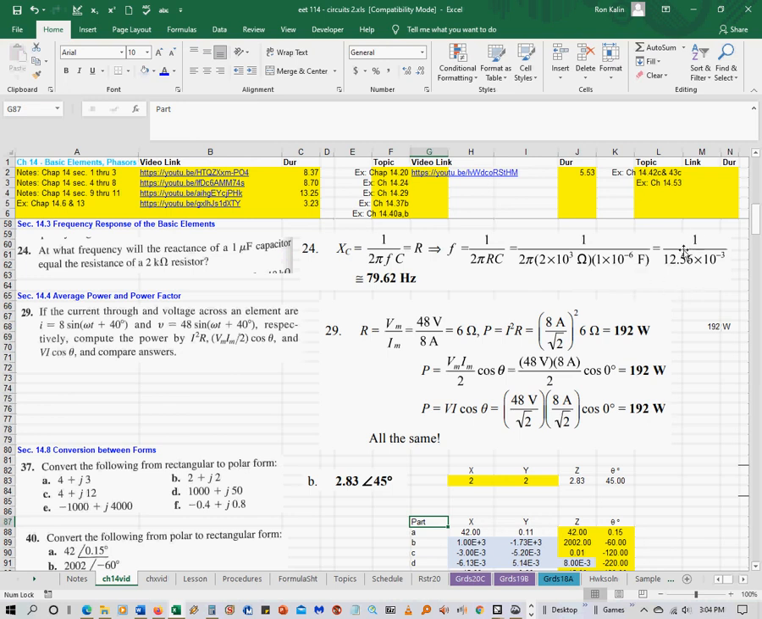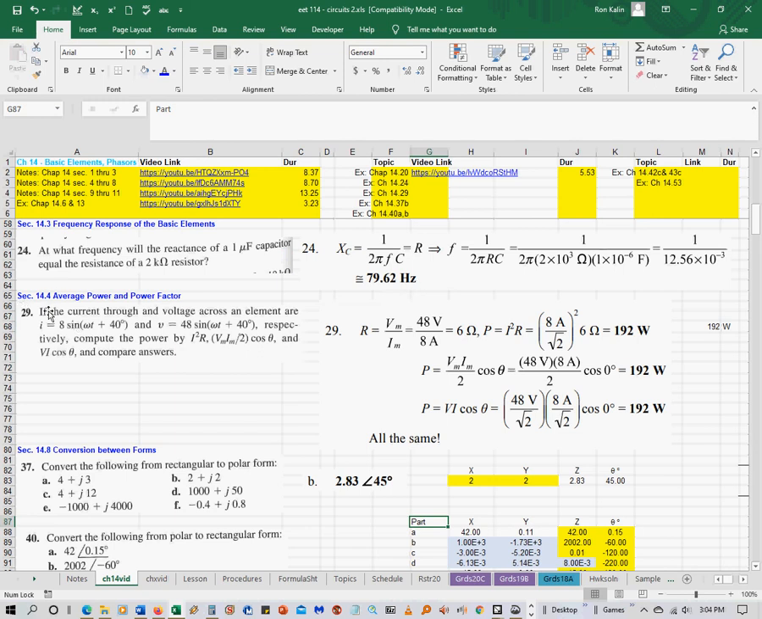So then you get 1 divided by 12.56 times 10 to the negative third, which ends up equaling 79.62 hertz. All right, frequency is always going to be in hertz.